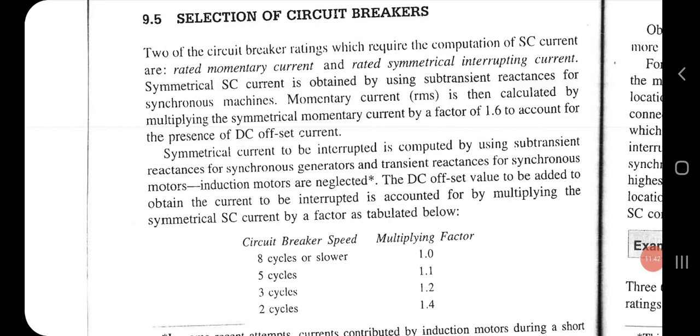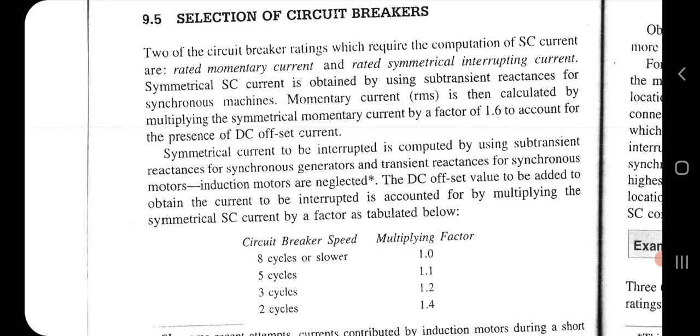Selection of a circuit breaker is a very important topic. So how are we going to select a circuit breaker? The selection of a circuit breaker depends upon the rating at the operating condition, and the rating at the maximum when the fault occurs. When the fault occurs, the rating differs, and at the normal rating, the rating differs.